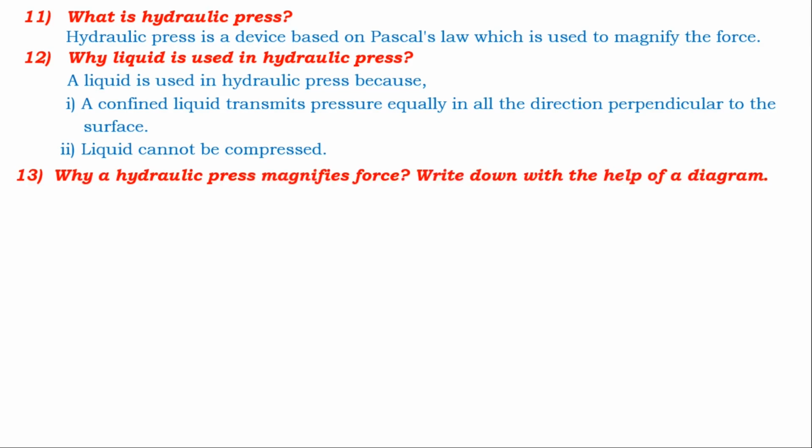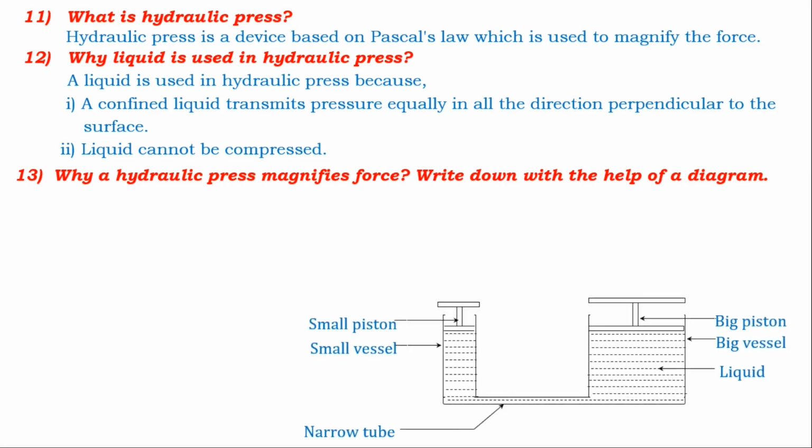Now next question, why does a hydraulic press magnify force? Write down with the help of a diagram. This is the diagram. Now in this diagram, a small vessel and a big vessel are connected to each other by means of a narrow tube, and a small piston is taken on the small vessel and a big piston is taken at the mouth of the big vessel.